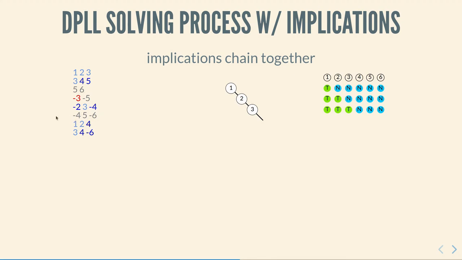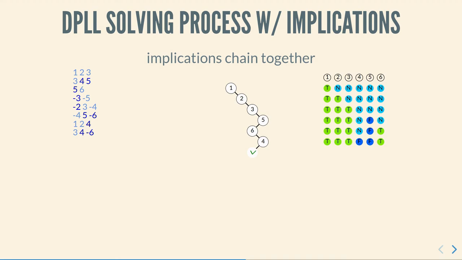All right, let's do this. So what we do is we have 1, 2, and 3, and then setting 3 gives us an implication chain for not 5 and not 6. And then that gives us an implication chain for not 4. And if we do that, bam, we've reached a solution.